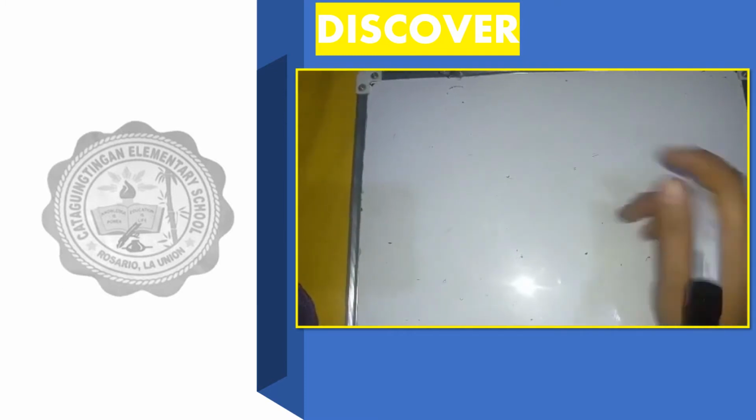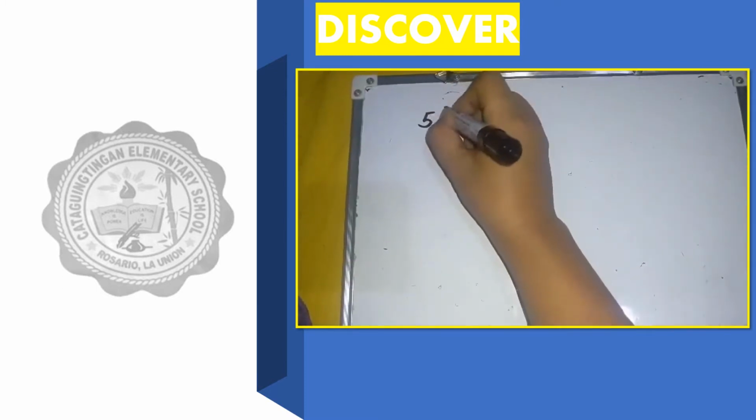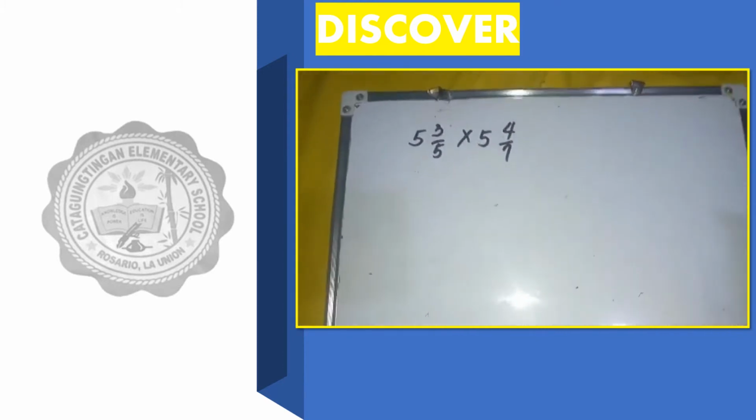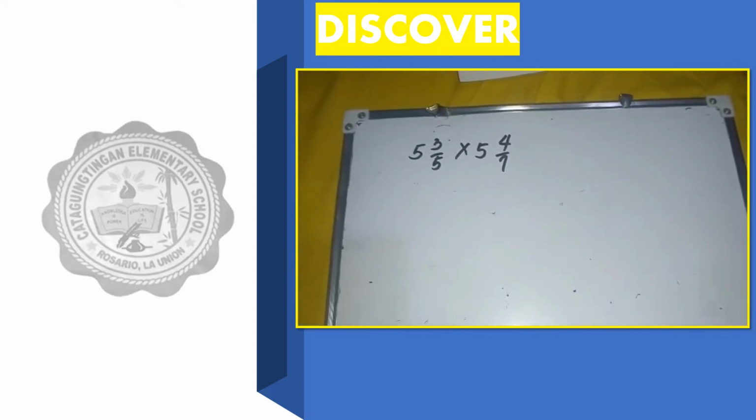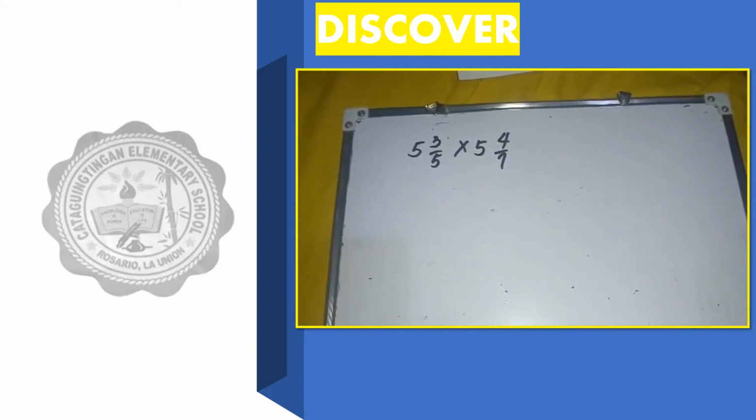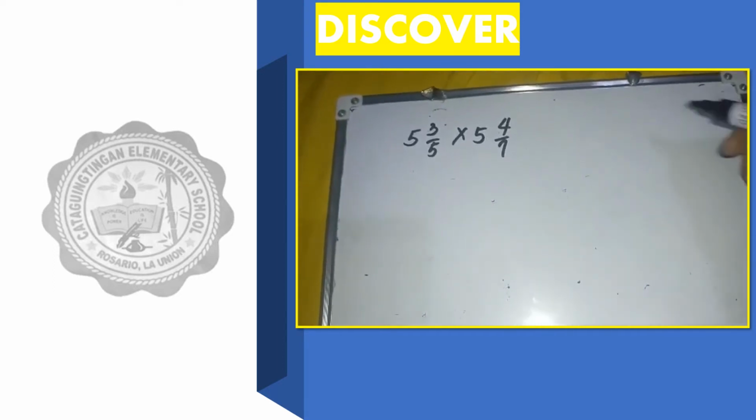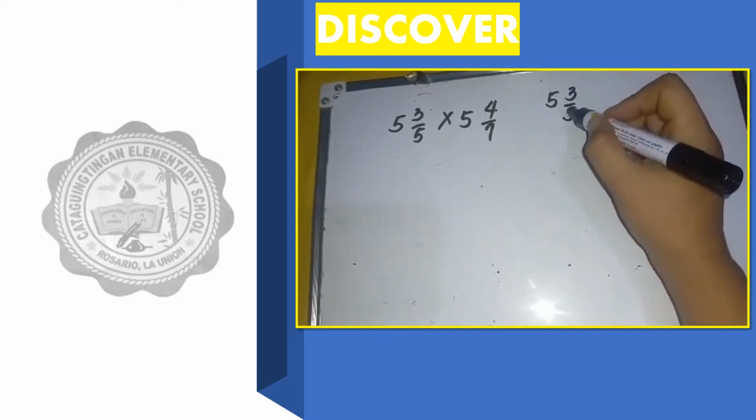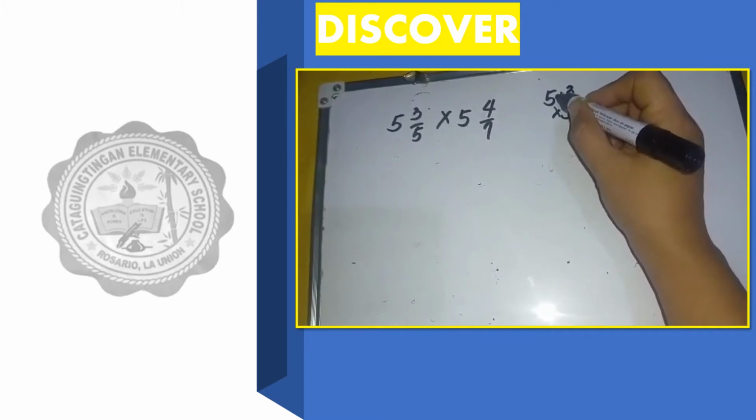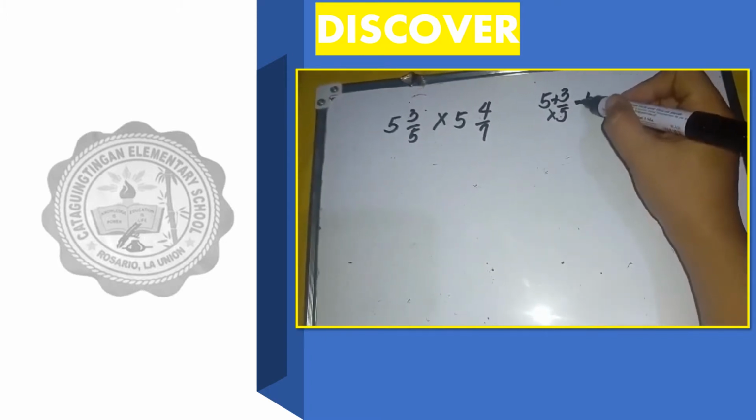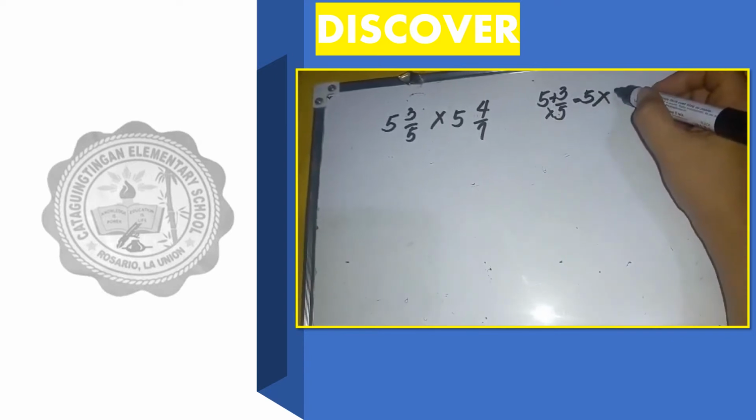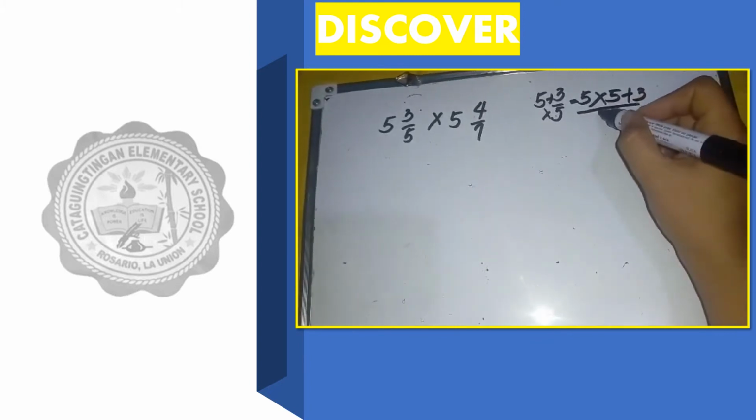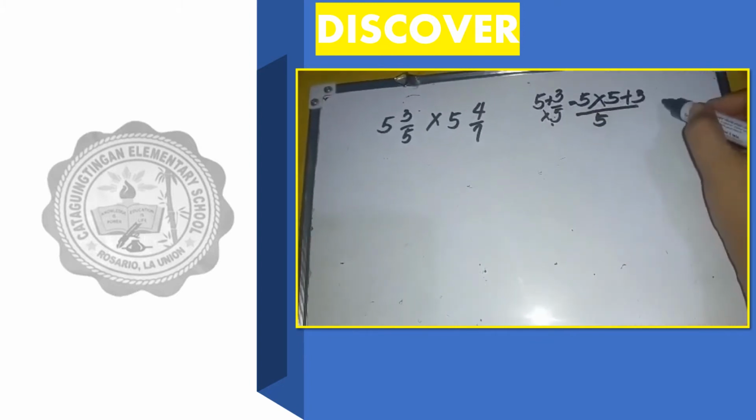Let us multiply 5 3/5 times 5 and 4/7. So, what is the first step? Convert mixed numbers to improper fractions. So, gagawin natin improper fraction yung mixed number. Uunahin natin yung 5 and 3/5. So, paano yon? 5 times 5 plus 3. Then, kopyahin mo lang po yung denominator, which is ito po, 5.